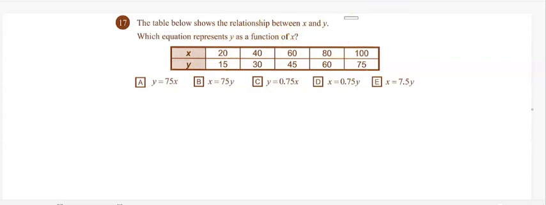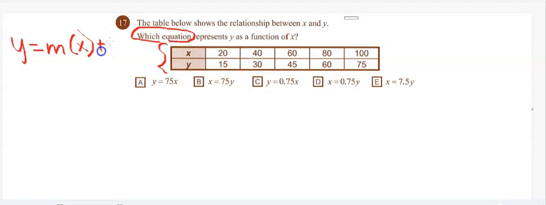Okay, so in other words, we have to find the equation for this set of data. That's what it means. To find the equation, what do you need? y equals mx plus b. So you need to know the slope and you need to know the y-intercept. But the beautiful thing is I can go here and cross E out. E is not the answer.